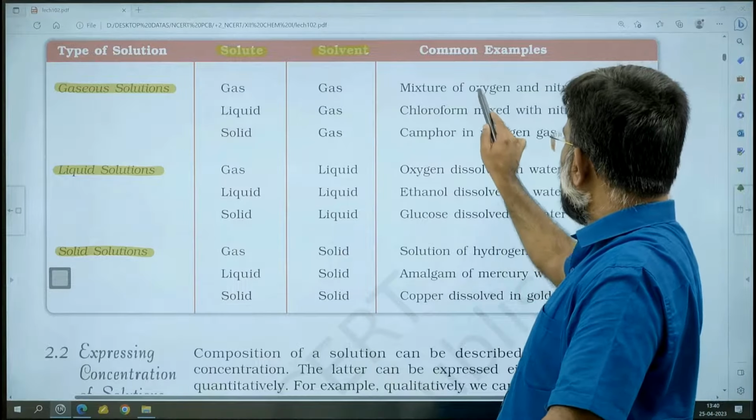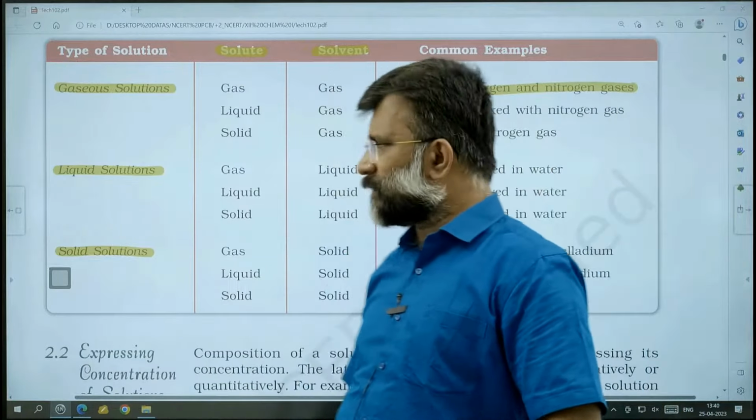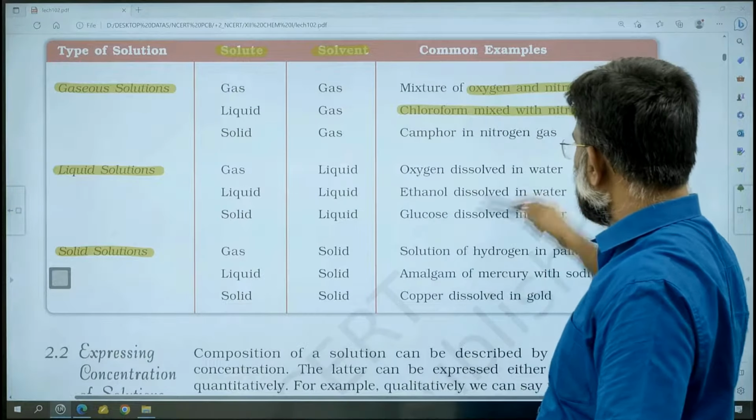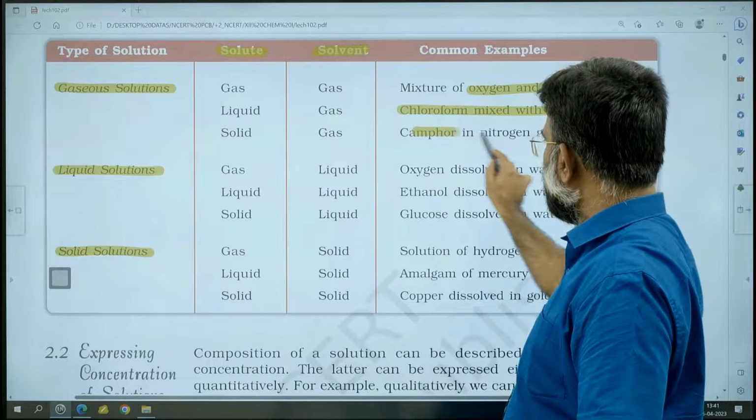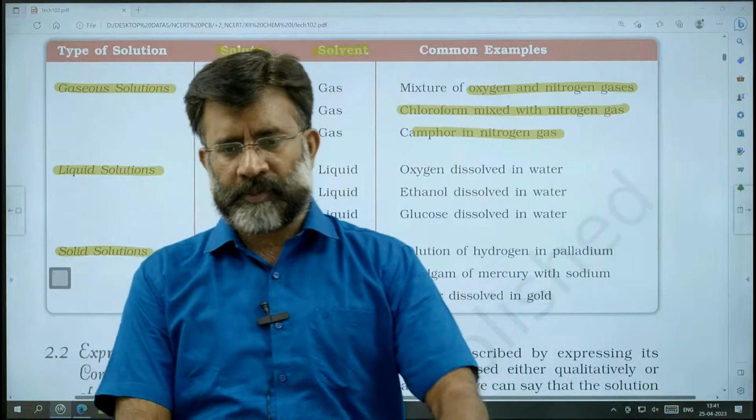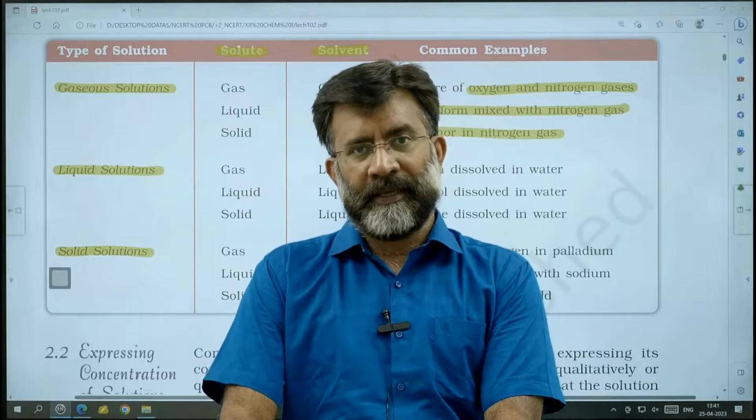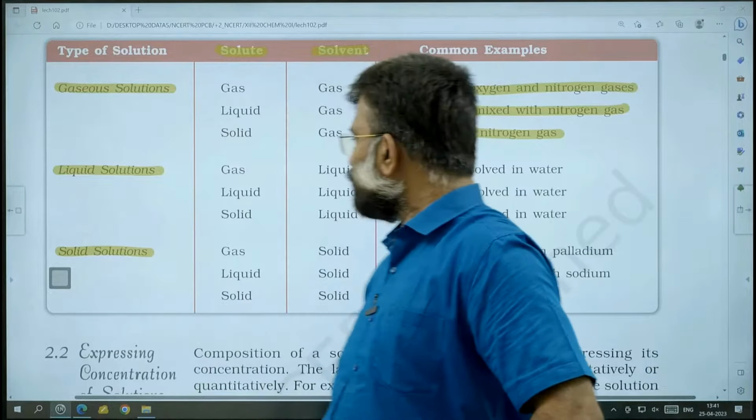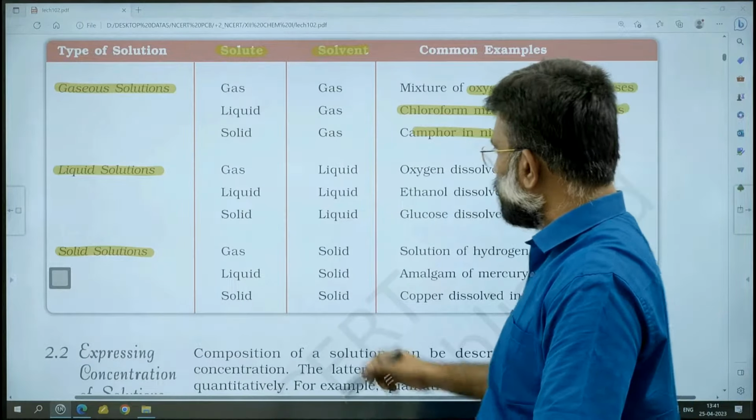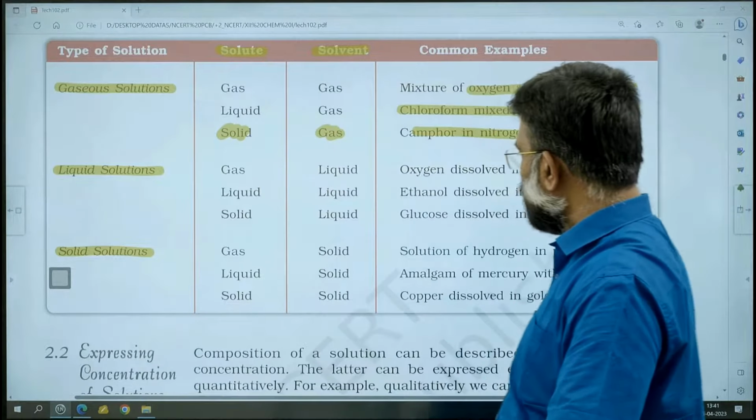A mixture of oxygen and nitrogen, that is air, is an example for the first variety. Chloroform mixed with nitrogen, second one. Camphor in nitrogen. There can be some eccentric examples which you must definitely go through. That can be a question. So camphor in nitrogen gas can be taken as an example for solid dissolved in gas, like that.